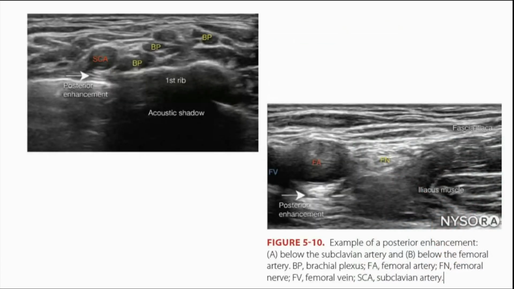So this is a picture showing the posterior enhancement. Over here, below the subclavian artery, and also here, below the femoral artery. So it may obscure the femoral nerve visualization over here.